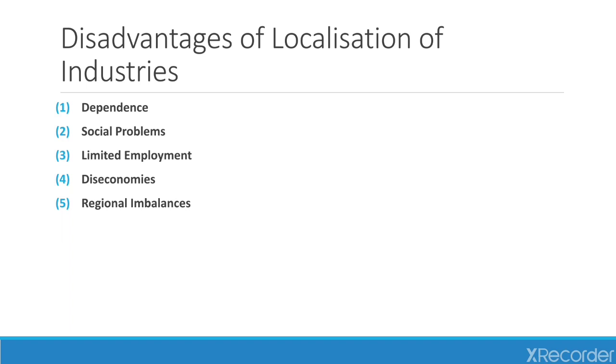Therefore, a backward region will be kept backward, because the development of industrialized or localized industries will take place while the development of the backward region is neglected. So the government has to start its own industries in the backward region and encourage private enterprises to start industries by giving concessions to them.